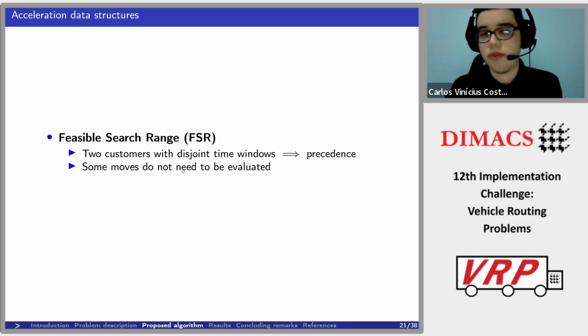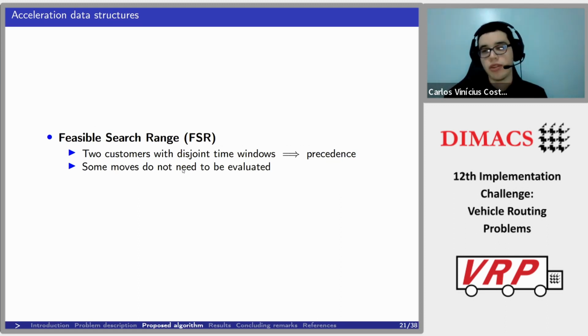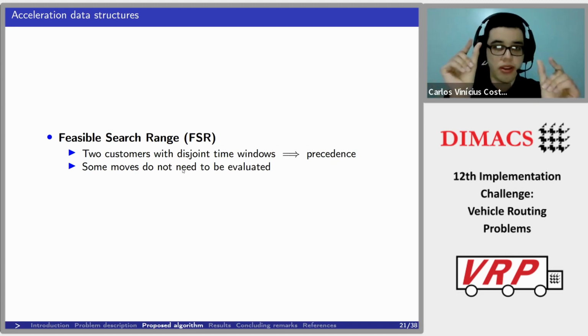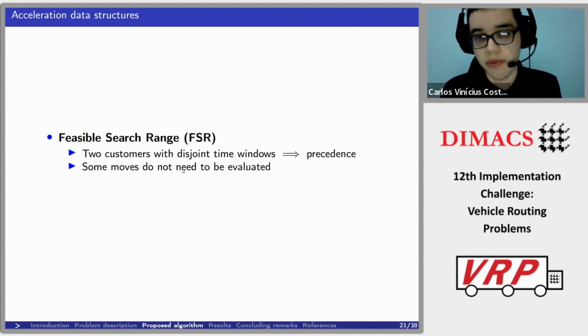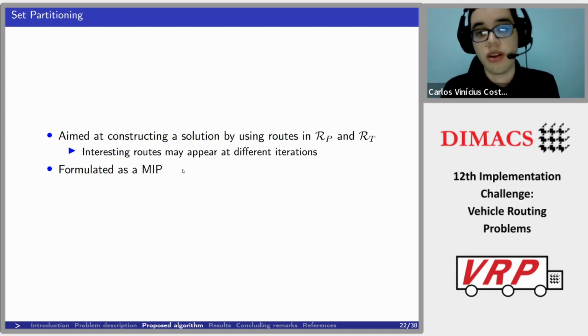And finally, there's the feasible search range, which is based on the simple idea that if you have two different customers with disjoint time windows, one of them must come before the other if they're on the same route. So when you're doing local search, you know that you can insert the one that should come before after the one that should come later. So you can avoid doing a lot of move evaluations.